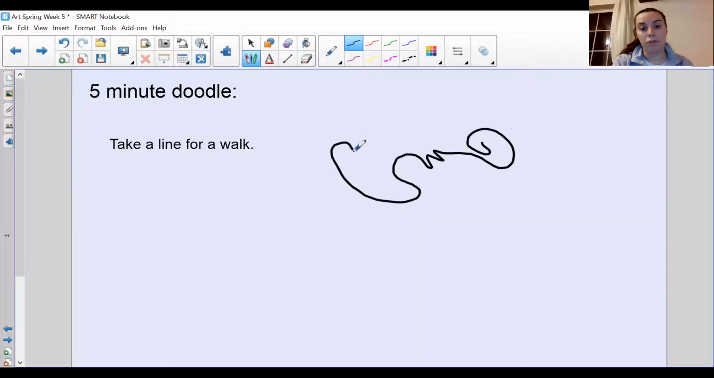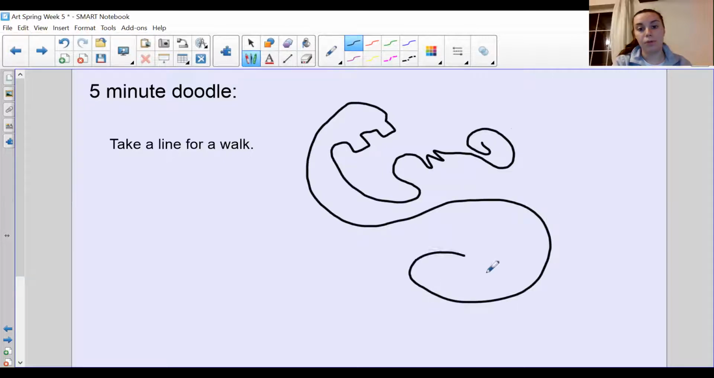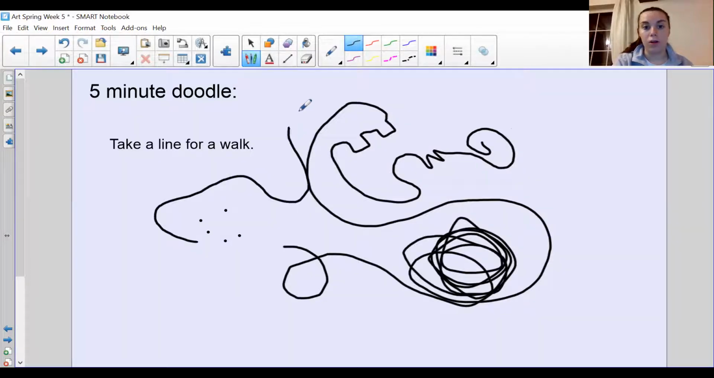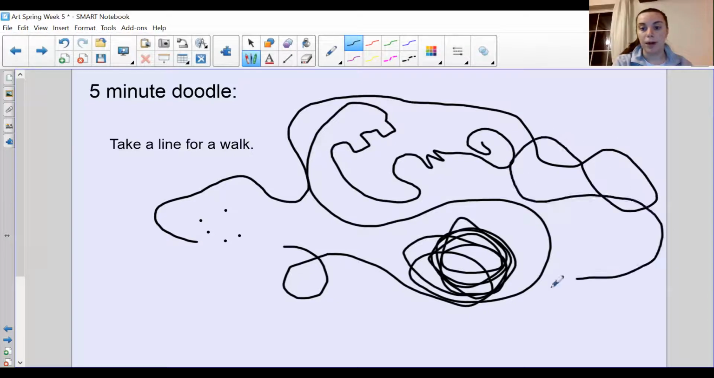You might want to do some boxy shapes or some big curves, big swoops. Maybe you want to do some spirals. You can even have the pen lead off the page and make some dots on its journey, and then back onto the page. Just letting your mind drift. Let the pen do the work. Taking it for a walk.